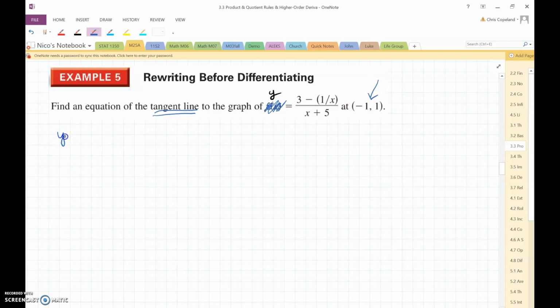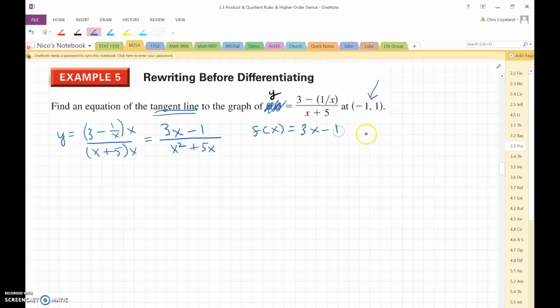So first of all, let's look at this function. We got y equals 3 minus 1 over x, all over x plus 5. Well, since this is a complex fraction, the first thing I'm going to do is multiply the numerator and the denominator by x, giving me 3x minus 1 all over x squared plus 5x. Now, I'm going to say f of x equals 3x minus 1. I'm going to say g of x equals x squared plus 5x.